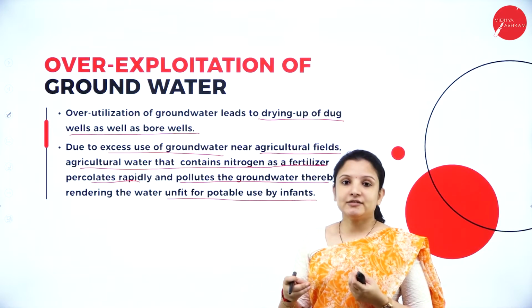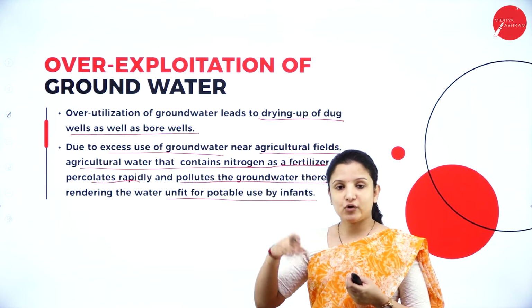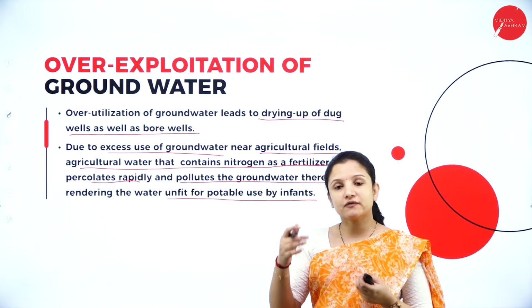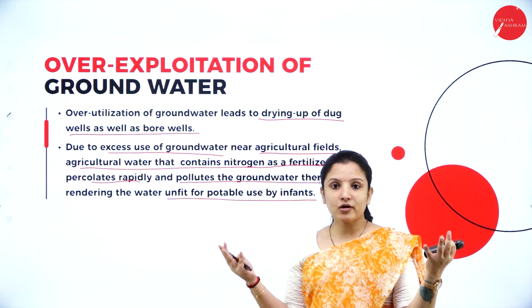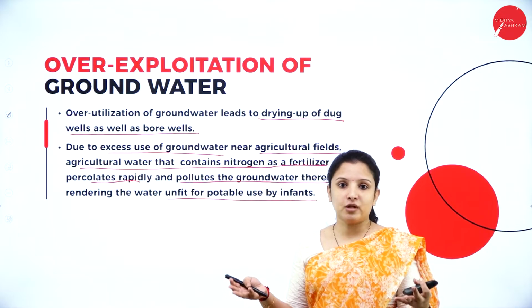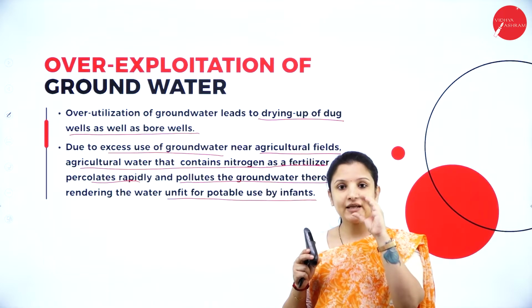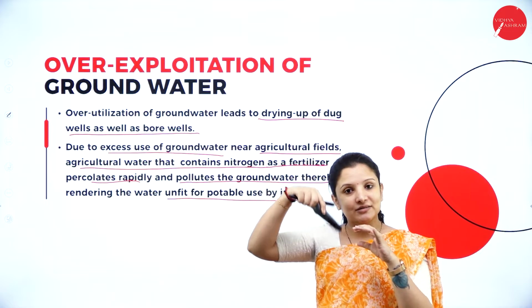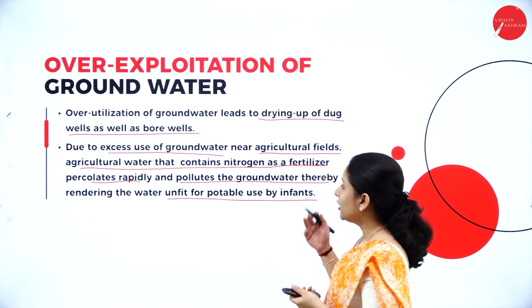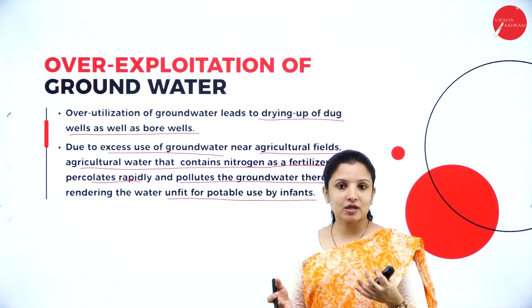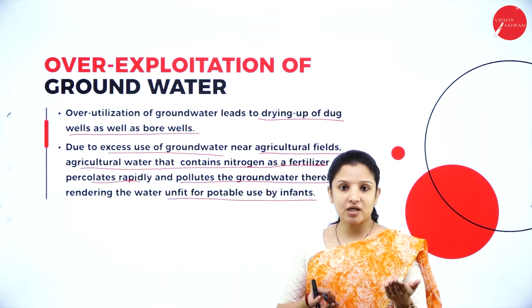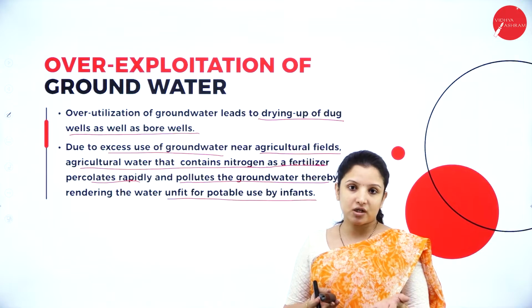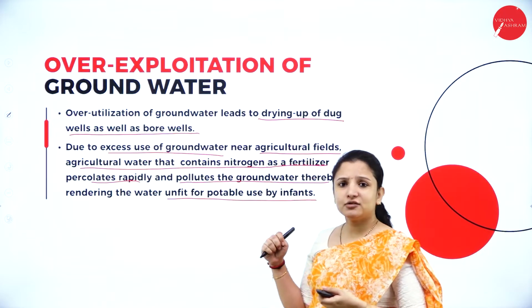Whatever fertilizer you use, for example nitrogen, if you add nitrogen, some of the nitrogen will seep into the soil and it will mix with the groundwater. Now, when the groundwater is more, it is not a problem. But when the groundwater is very less and the nitrogen content gets added to it continuously, what happens? It will pollute the groundwater, and therefore that groundwater which can be used for drinking purposes cannot be used for drinking purposes, because it is not good.